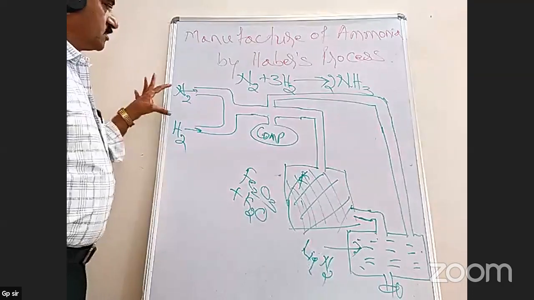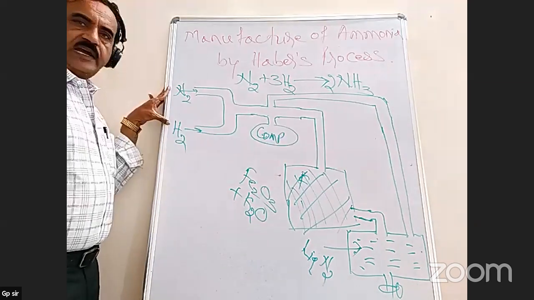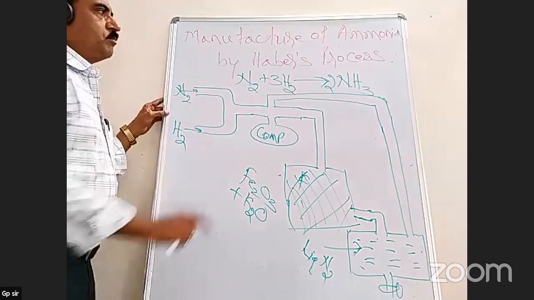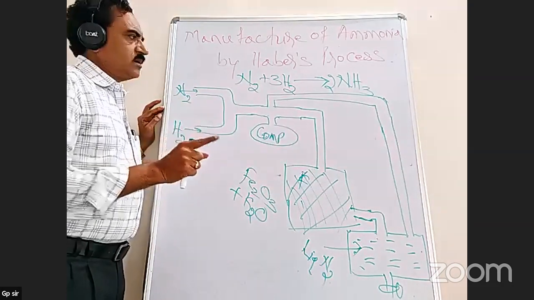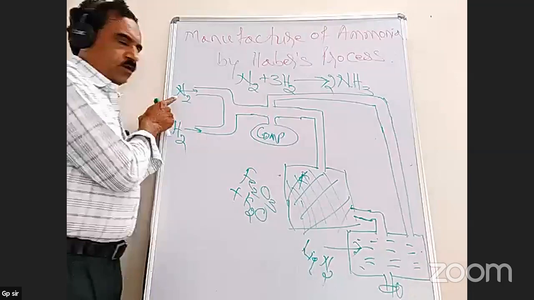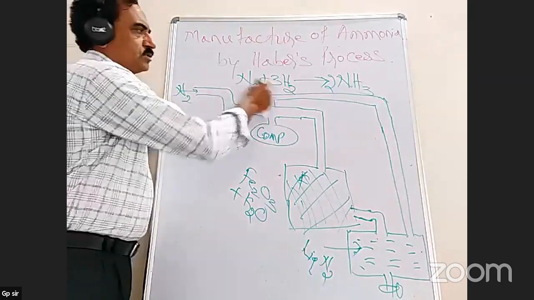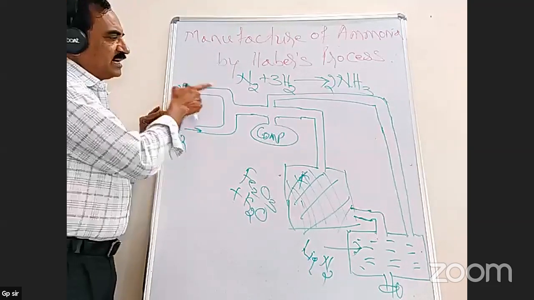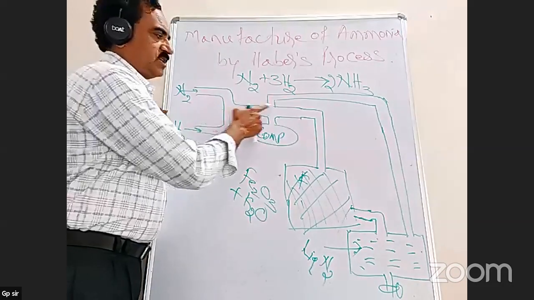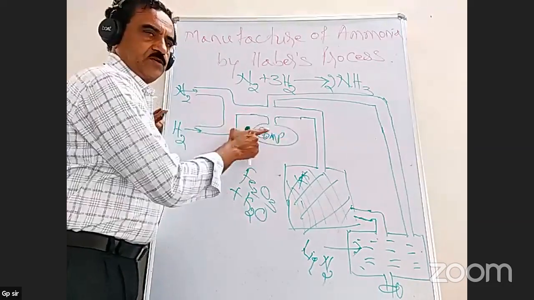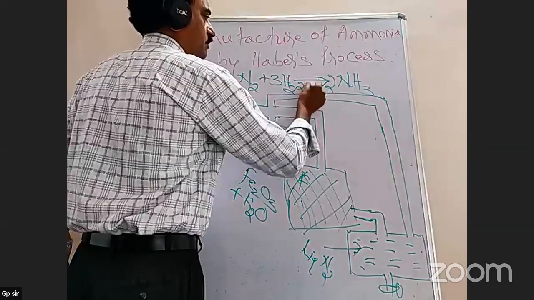See, these are two inlets for passing nitrogen and hydrogen. Listen to me carefully: pure nitrogen and hydrogen in the ratio of 1:3 by volume. To pass in a 1:3 ratio, when 1 liter of nitrogen is passed, 3 liters of hydrogen. They are subjected to compression here to about 200 atmospheric pressure.